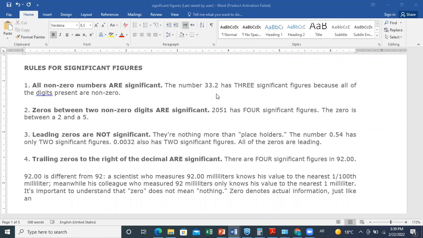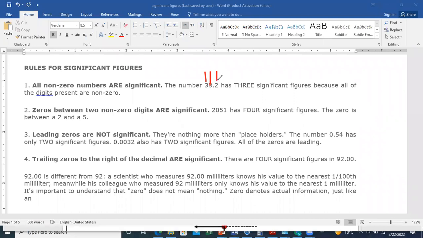If I give you 33.2 and you want to count the number of significant figures, it's 1, 2, and 3. Now, zeros between two non-zero digits are significant. Whenever you have a zero placed between any two other numbers, you count it as significant. For example, the number 2051 has a zero, but it's between 2 and 5, so we count it. This is why 2051 has 1, 2, 3, 4 significant figures.